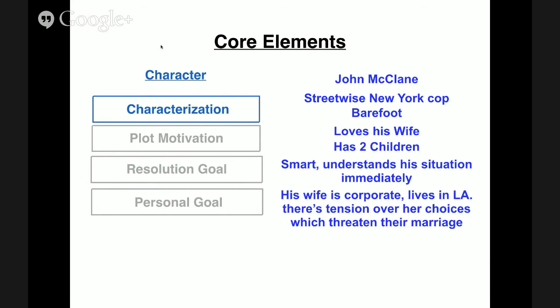His wife is corporate, lives in L.A. There's tension over her choices which threaten their marriage.